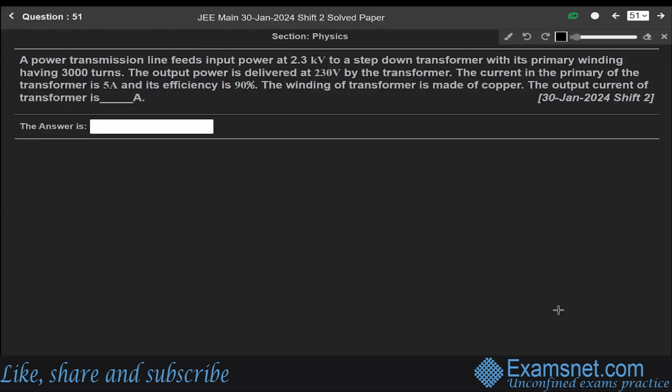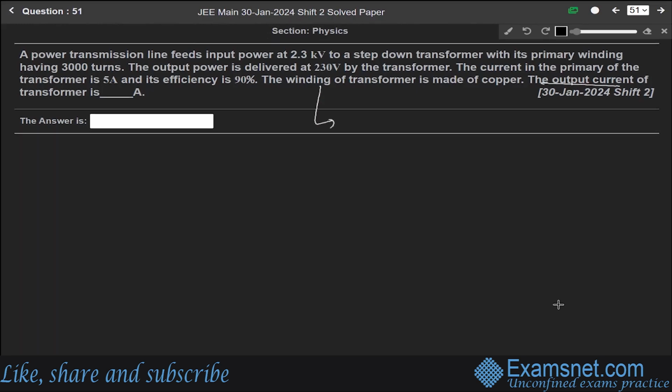So the next question is 51. A power transmission line feeds input power at 2.3 kilovolt to a step-down transformer with its primary winding having 3000 turns. The output power is delivered at 230 volt by the transformer. The current in the primary of the transformer is 5 ampere and its efficiency is 90%. We have to find the output current. Okay. So this question is from the chapter of electromagnetic induction and alternating currents.